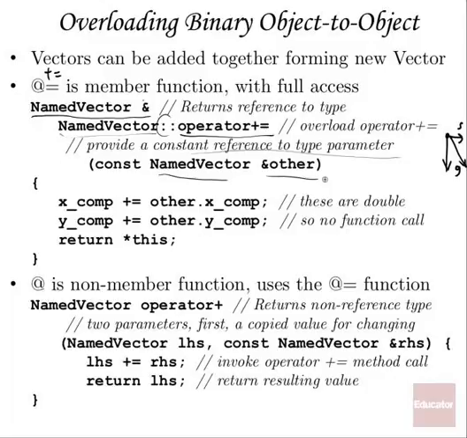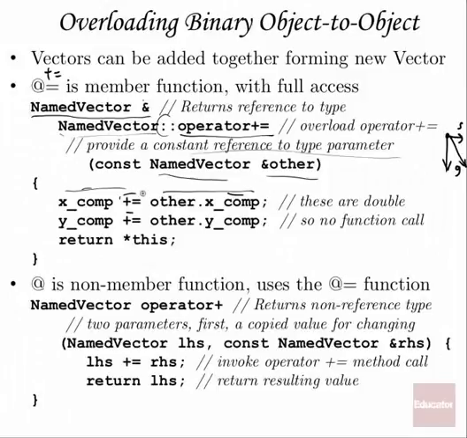Now the definition for adding the vectors is to take the x component of the other and add it to the x component of this. Now we're overloading the plus equal, but only for named vectors. Since these are double, we don't have to worry about this calling another function. This is going to actually use the double implementation for plus equal.